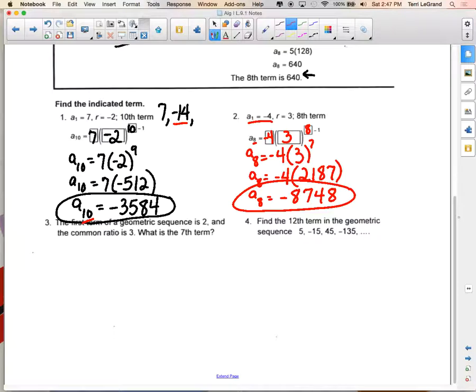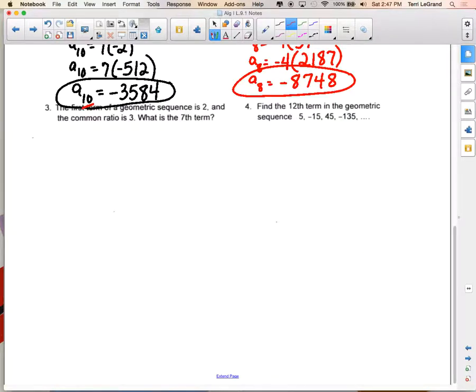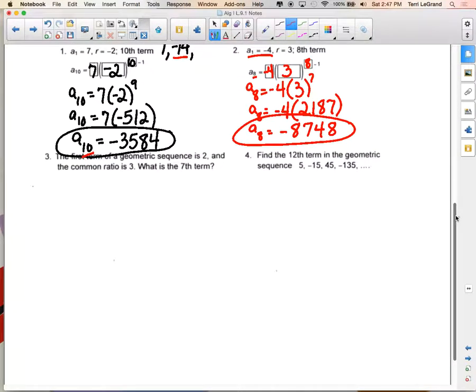So personally, I think it's better to use the formula because then I don't have to show all that multiplying and keeping track of making sure I have enough multiplications.